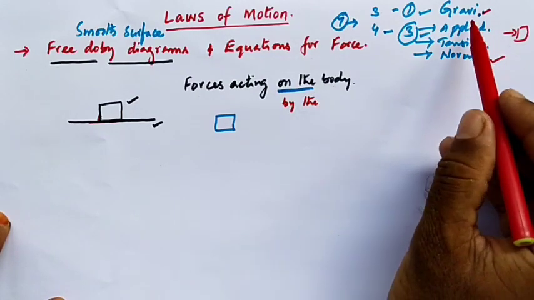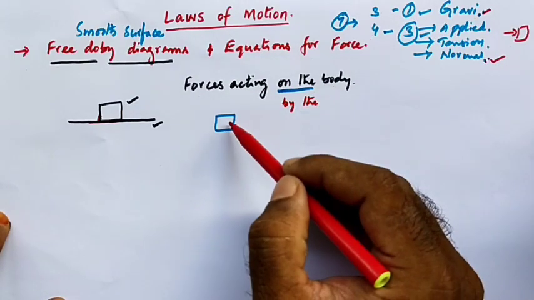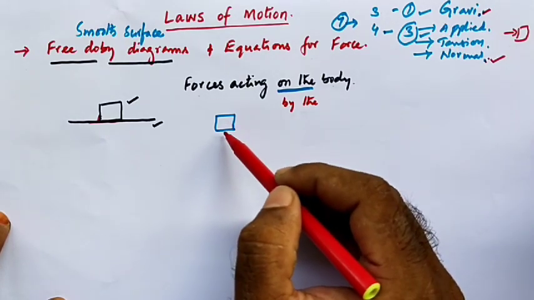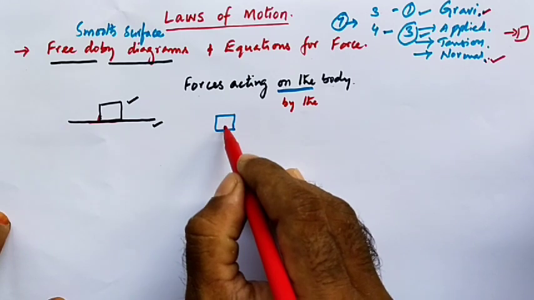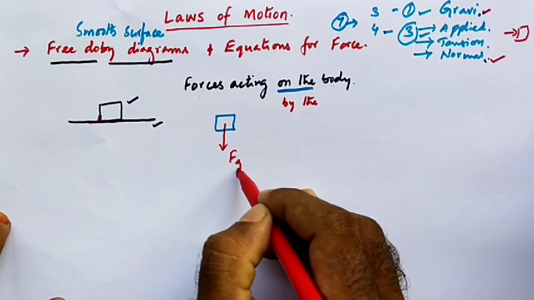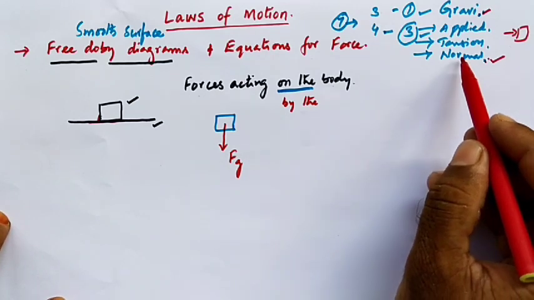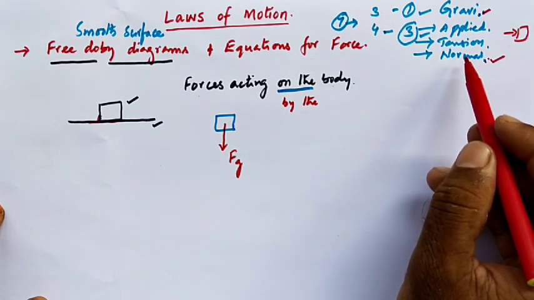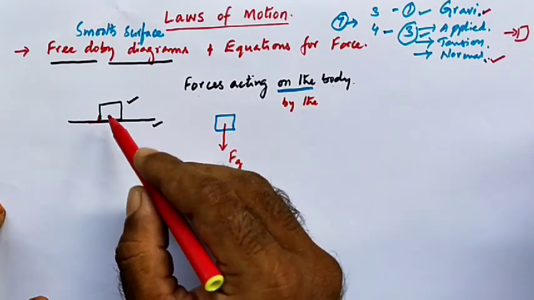Yes or no? Is gravitational force applied by the body? No. Gravitational force is acting on the body by the earth. Earth is pulling it. What is the direction of gravitational force? Vertically down. Let us take this as Fg. Next, normal. Normal is the force applied by the body or on the body? Force acting on the body.